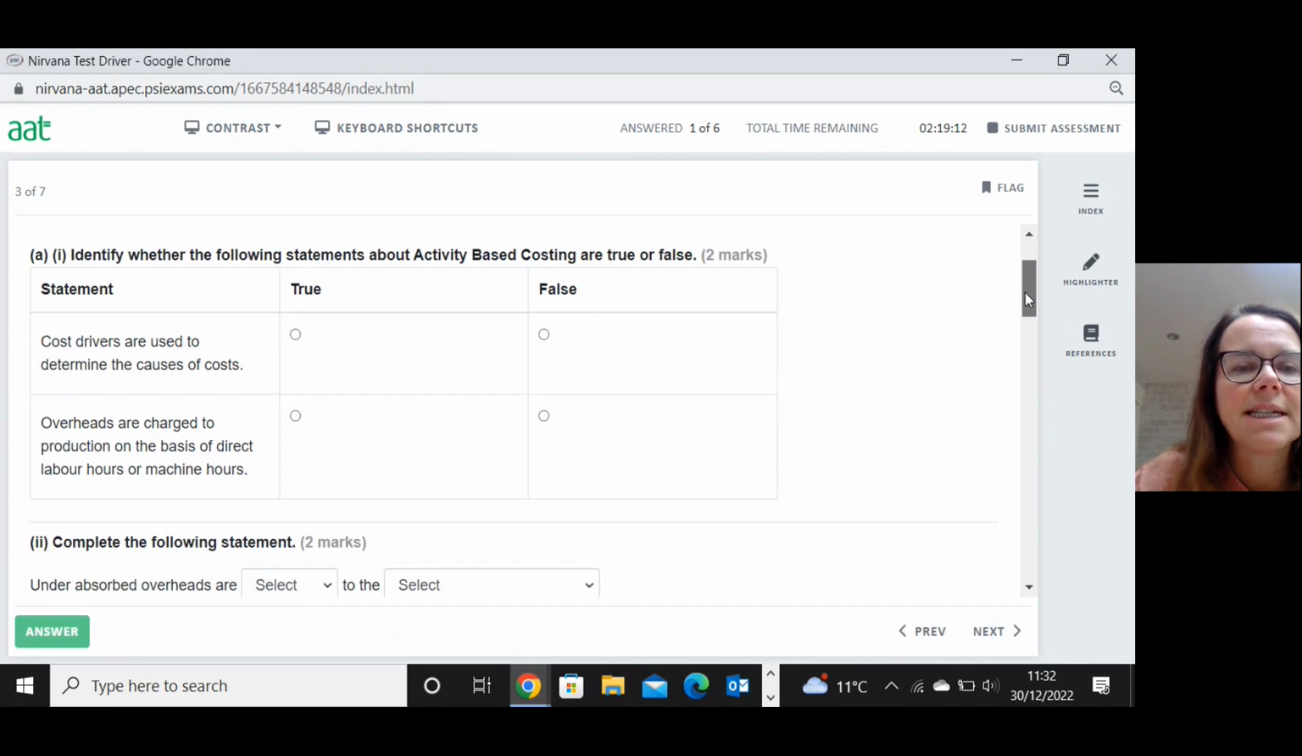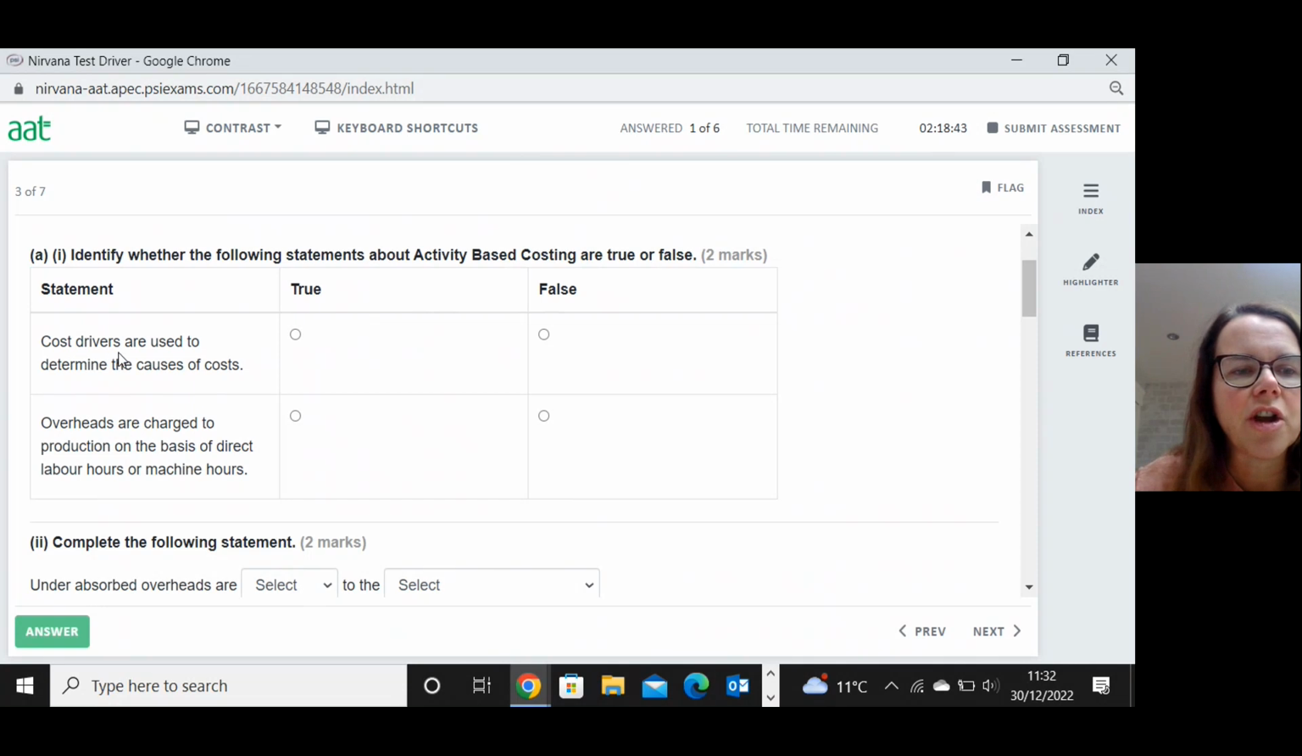Identify whether the following statements about activity-based costing are true or false. So activity-based costing, I know, is the one that's very similar to absorption costing. It's basically trying to share out the production overheads as fairly as possible, rather than just using a broad brush, you know, per labour hour or per machine hour. So let's see what we've got.